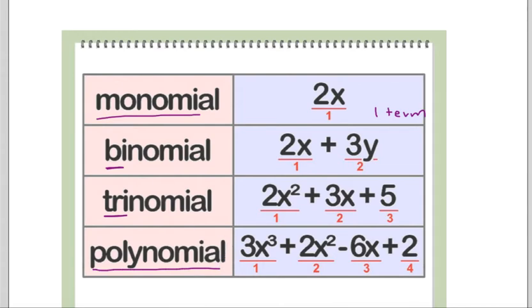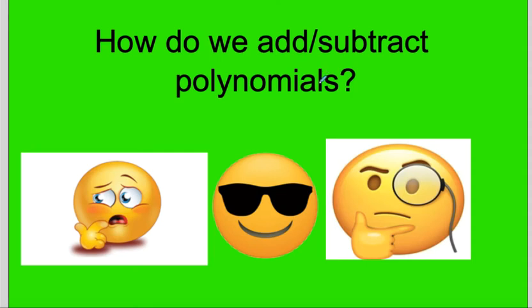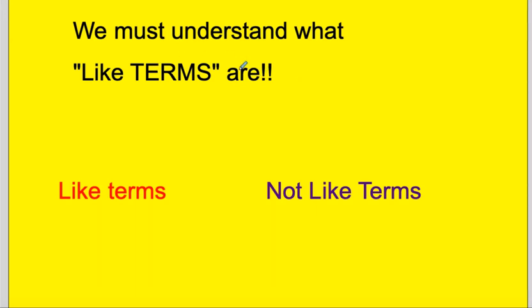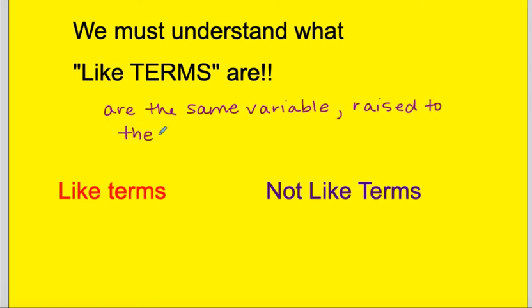All right, and when we're adding and subtracting polynomials, we really have to think carefully. To do that, we have to recall what like terms are. Like terms are the same variable raised to the same exponent. That is what like terms are. Now, when we're adding and subtracting polynomials, we can only add and subtract like terms. So we have to be able to tell which ones are the like terms.